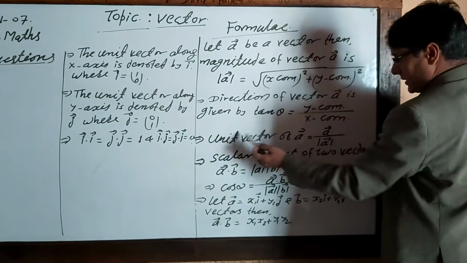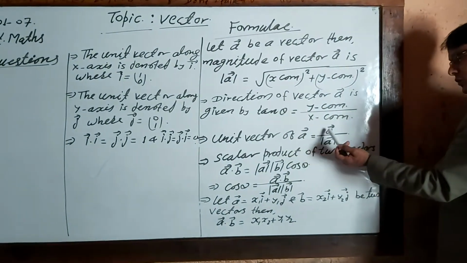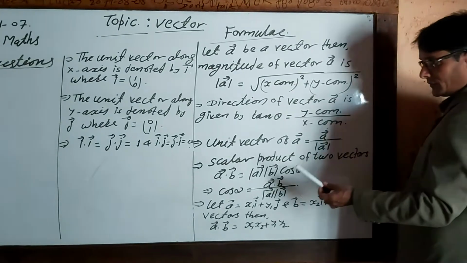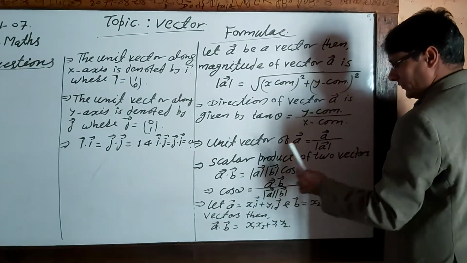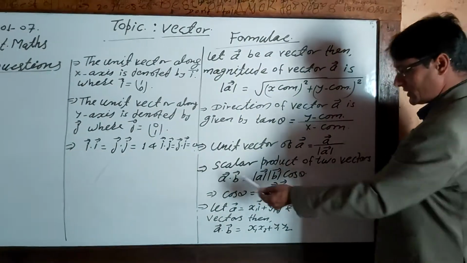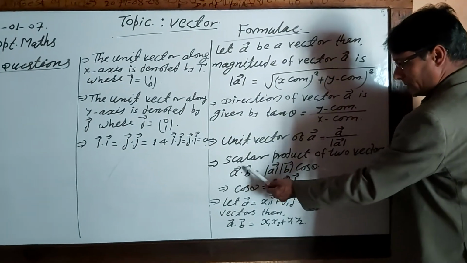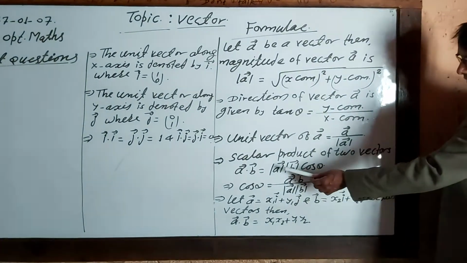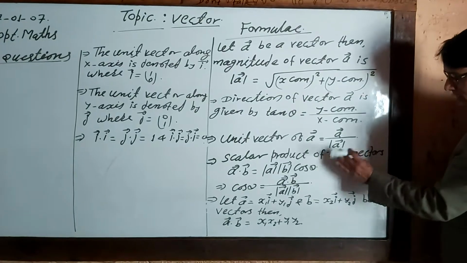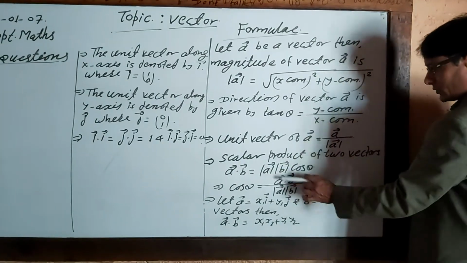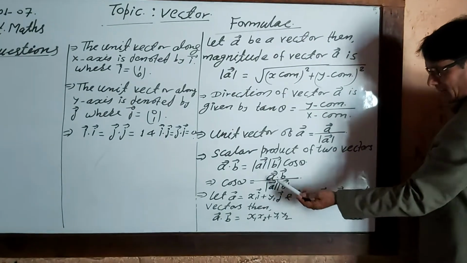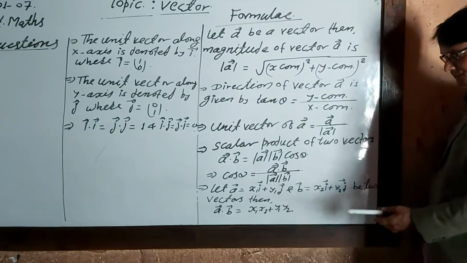Next one, the unit vector of A is equal to vector A by magnitude of A. Then similarly, the scalar product of two vectors. If A and B are two vectors, then the scalar product of these two vectors, vector A dot vector B, is equal to magnitude of A into magnitude of B into cos theta. From this condition, we can find cos theta is equal to A dot B by magnitude of A into magnitude of B.